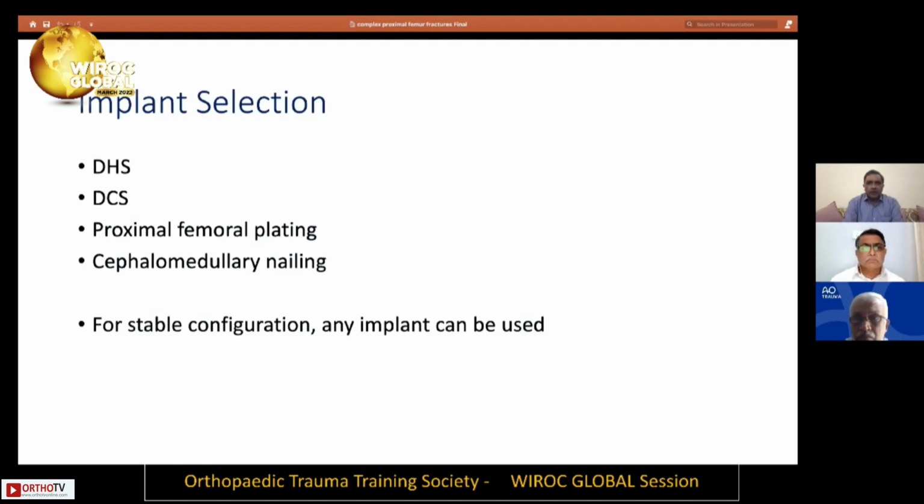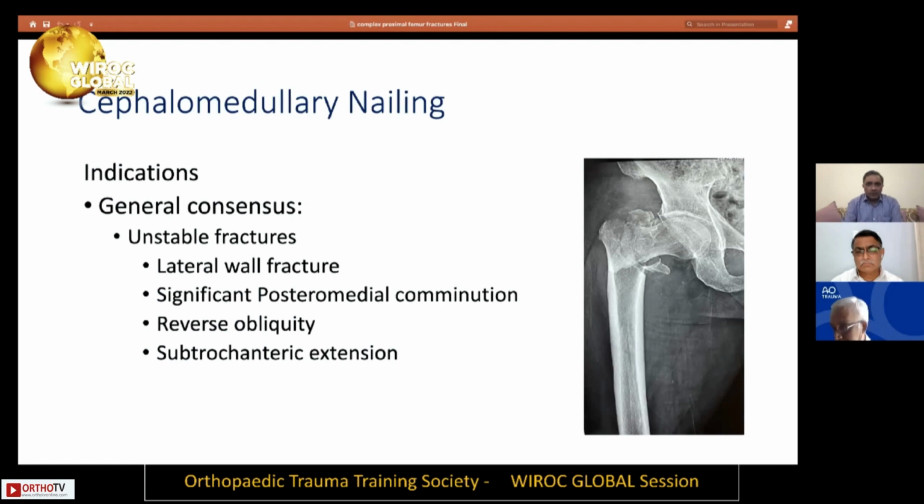And then it comes to implant selection. There are various implants available, like DHS, DCS, proximal femoral plating, and cephalomedullary nailing. For a stable configuration, we can use any implant. But in such a fracture, which is comminuted and which we classify as an unstable fracture, the general consensus is that in an unstable fracture configuration, probably cephalomedullary nailing is the implant of choice. And these are the various parameters which make this fracture an unstable fracture.